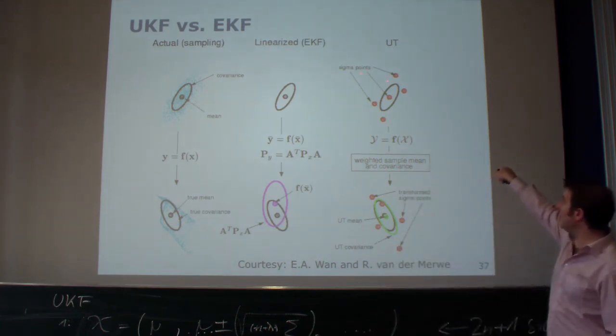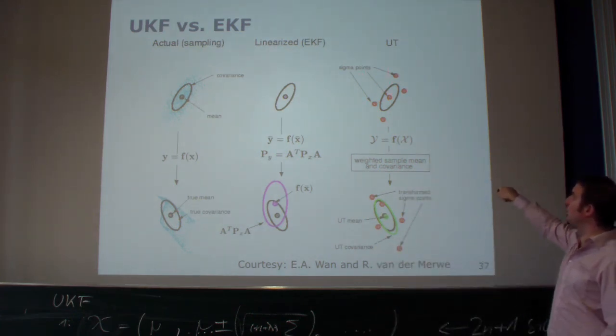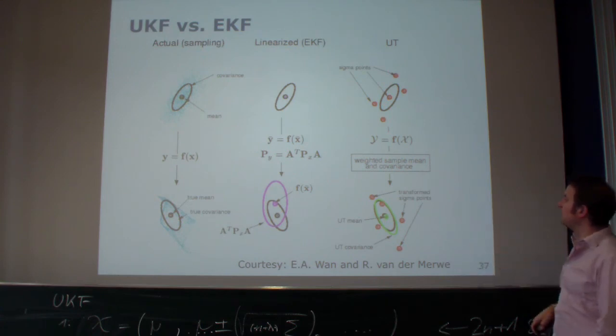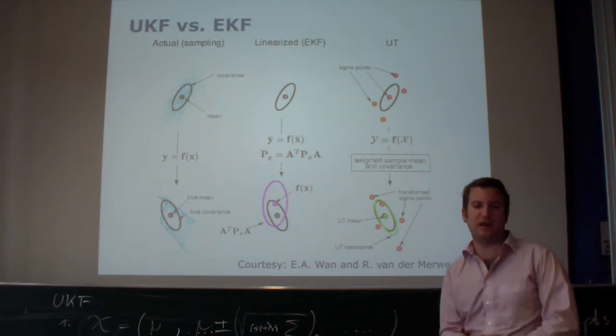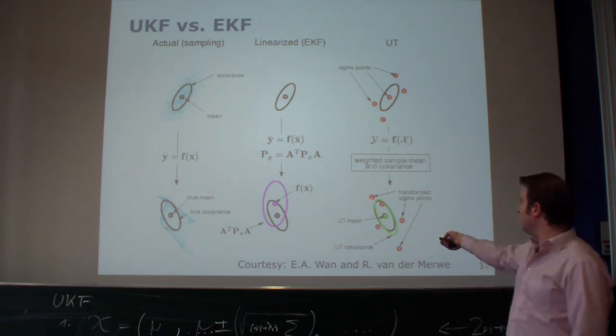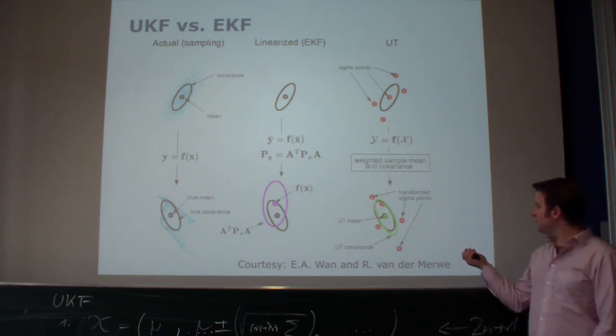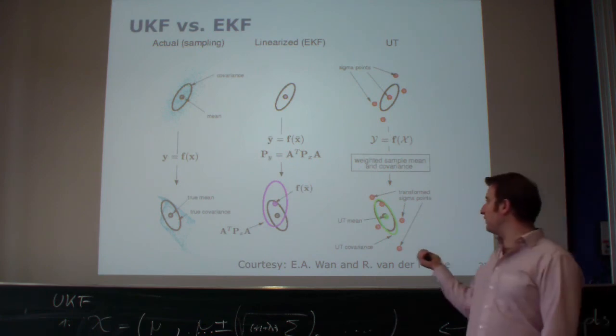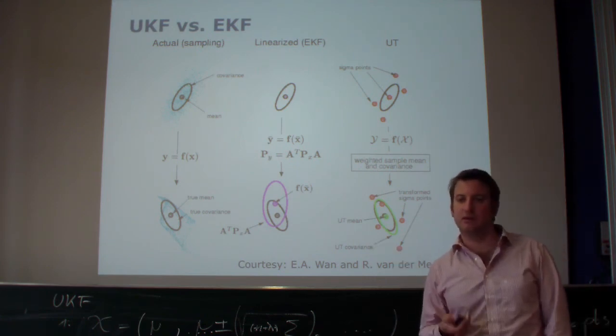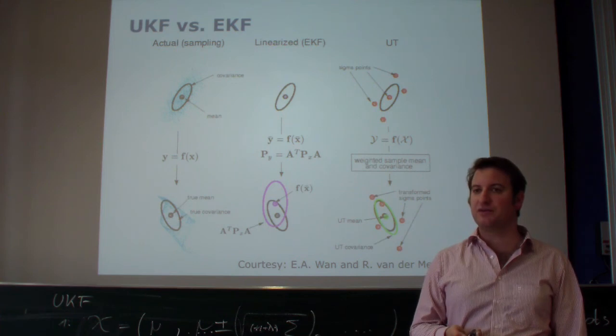If I do that with the UKF, I sample my sigma points, transform the sigma points through this nonlinear function, and use weights to recover the mean and the covariance. I end up with the green one over here. You can actually see that the green is still not exactly where the black one is, but the green is significantly better than the pink one. It significantly better covers the distribution.